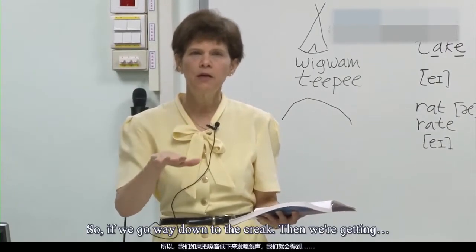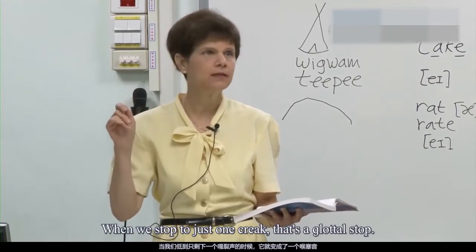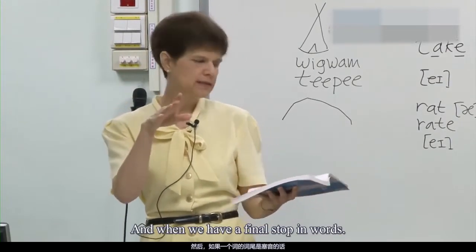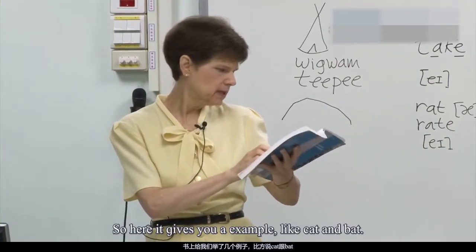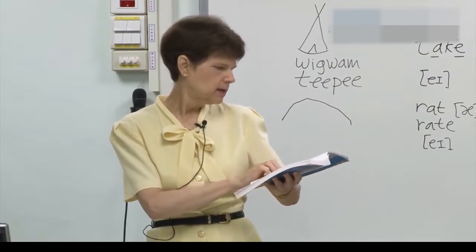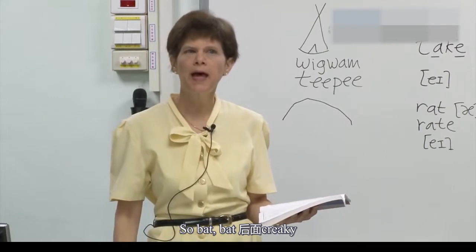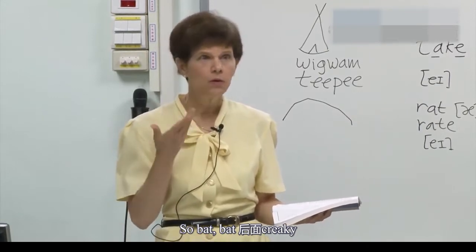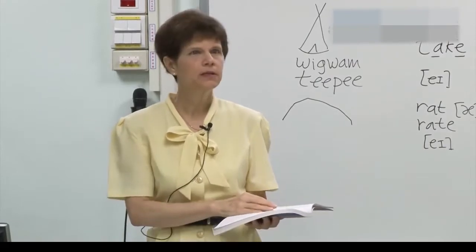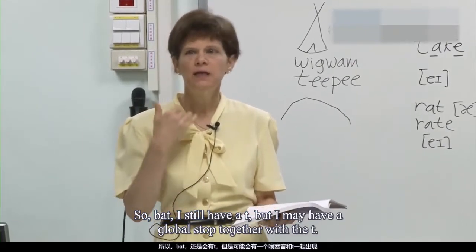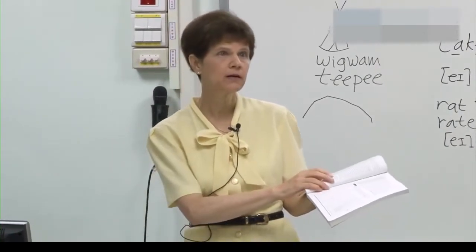So if we go way down to the creak, and we stop at just one creak, that's a glottal stop. And when we have a final stop in words, here it gives you examples like cat and bat, we often have a glottal stop there because we're going down to a creak. So bat, 后面 creaky. When I stop at the creak, it becomes a glottal stop. I still have a T, but I may have a glottal stop together with the T. That's what they're talking about here.